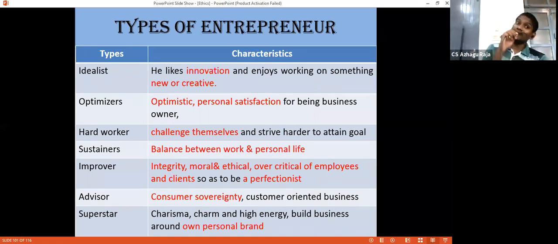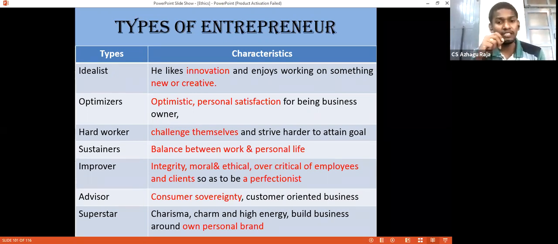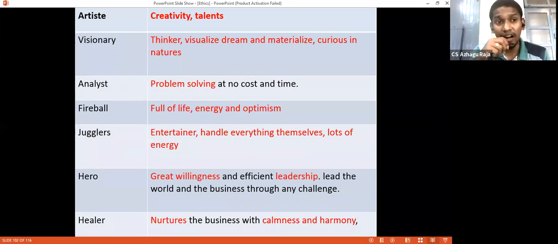And entrepreneurs are also called a superstar. Why is a person called a superstar? Because they create their own personal brand, and they have charisma, charm and high energy, and they build a business around their own brand, right? So those kinds of entrepreneurs, and then they are called an artist.